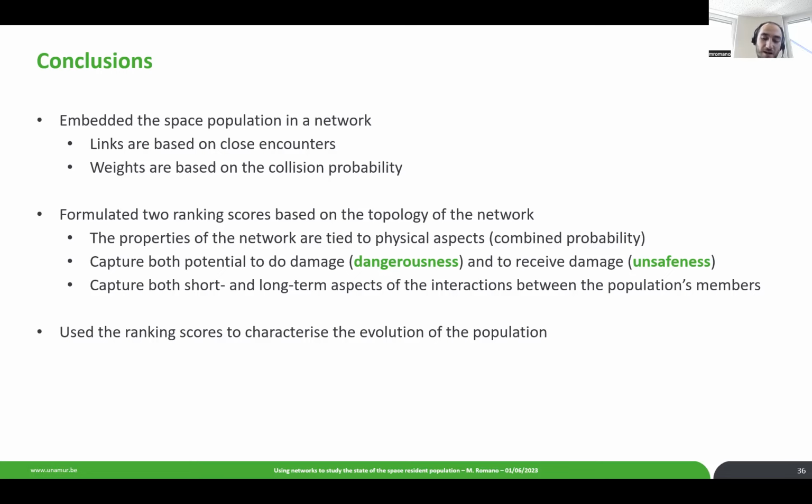So this is an application of networks that uses networks as an instrument, as a midpoint, to both represent what happens in space and to actually compute a measure of risk, a measure of how dangerous an object is, how dangerous the situation in orbit is in general.